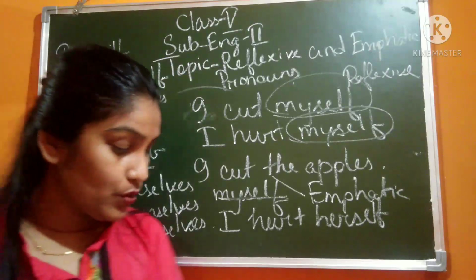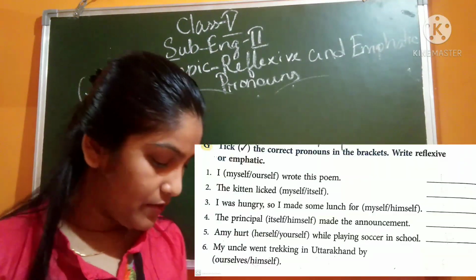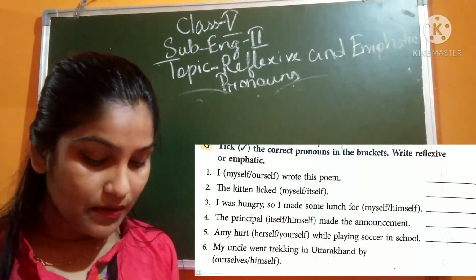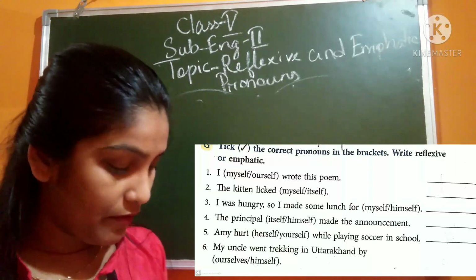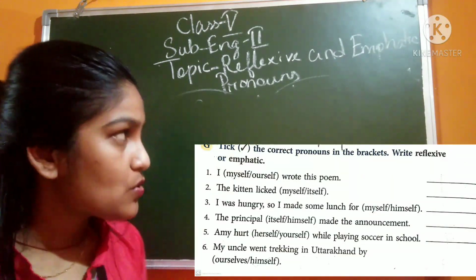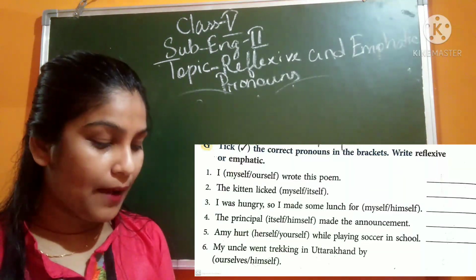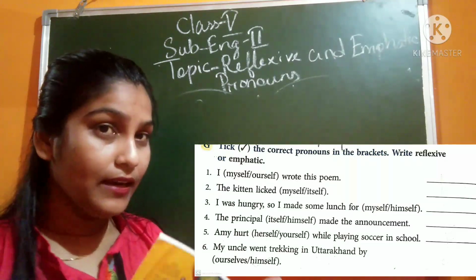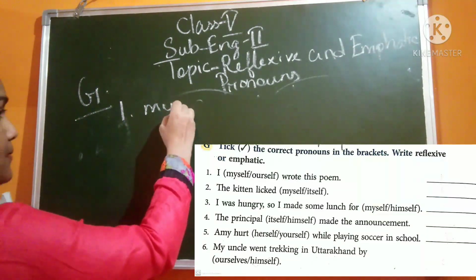So now we will do question number G. The instruction says: take the correct pronouns in the brackets, write reflexive or emphatic. If it is reflexive, you write reflexive; if emphatic, emphatic. So the first sentence: I wrote this poem. I told you that if the subject is I, then it will be myself, not ourself. So you tick mark myself.